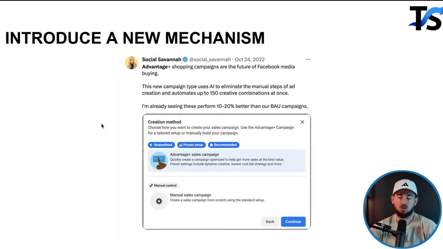This was really good back in 2022. I saw this from Social Savannah. This post that she made blew up, and it's called Advantage Plus Shopping Campaigns for the Future of Facebook Media Buying. She's introducing a new mechanism.